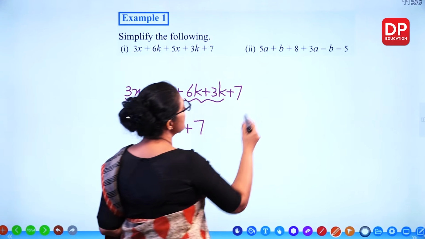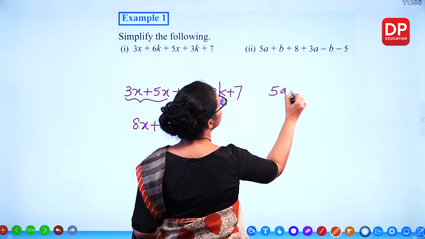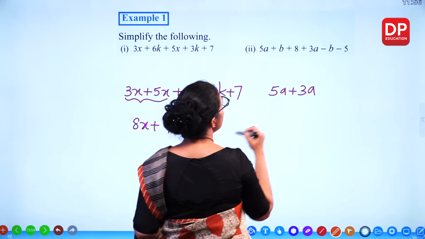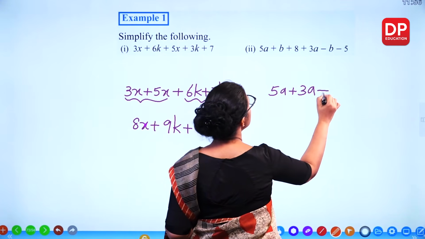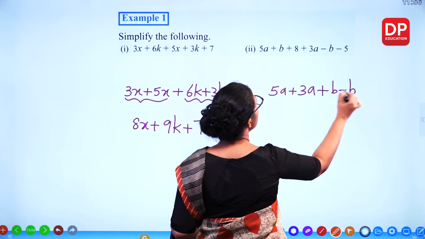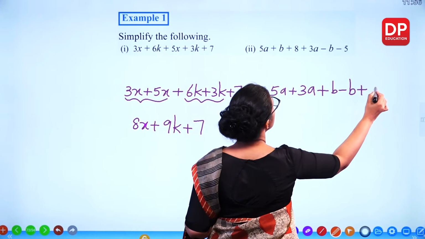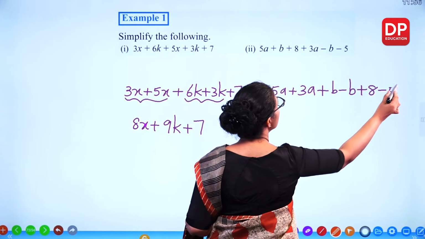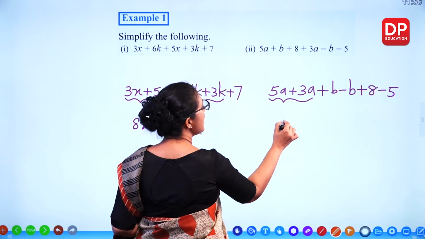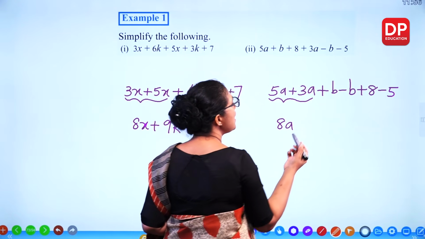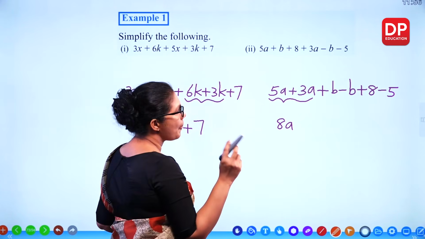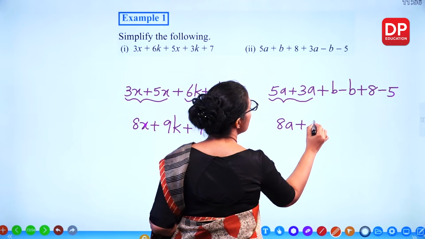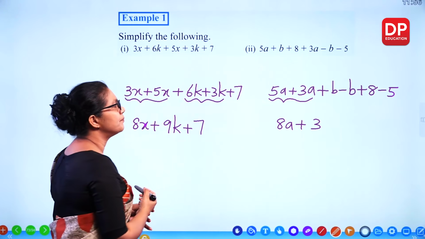This one, first a terms, 5a and 3a. B terms, b minus b. Constant terms, 8 minus 5. So 5a and 3a, 8a. B and b, you get 0. 8 minus 5, that's 3.